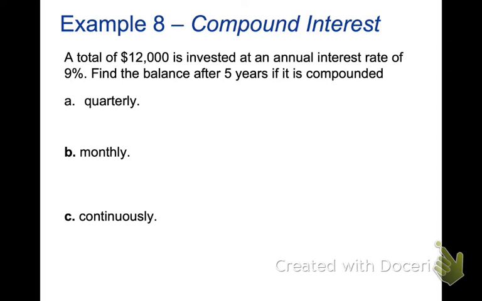So quarterly, what is our N? No, quarterly is 4. There are 4 quarters in a year. Okay, monthly, N is what? 12. Continuously, I use PERT. So I'm going to use P E to the RT.